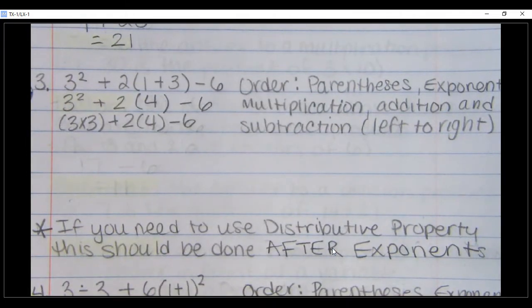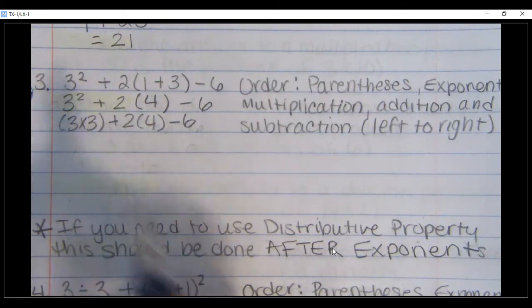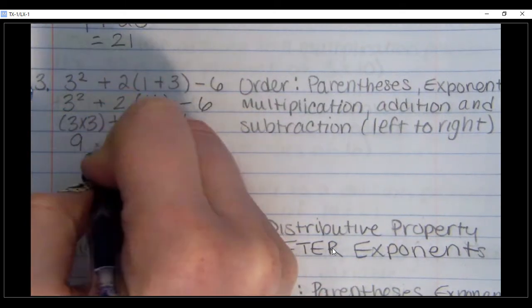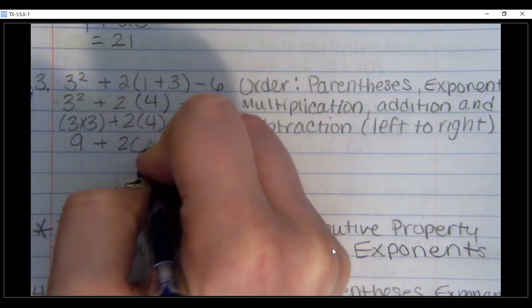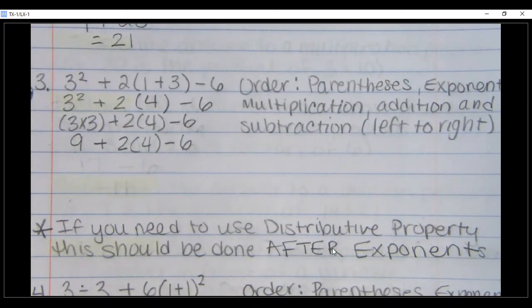Again, if you can mentally do this step, you do not have to write this line down because 3 times 3 does equal 9. And we still have a 2 times 4 and the minus 6 that we haven't used yet.